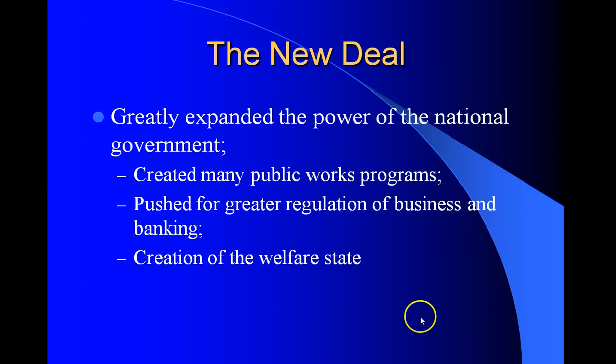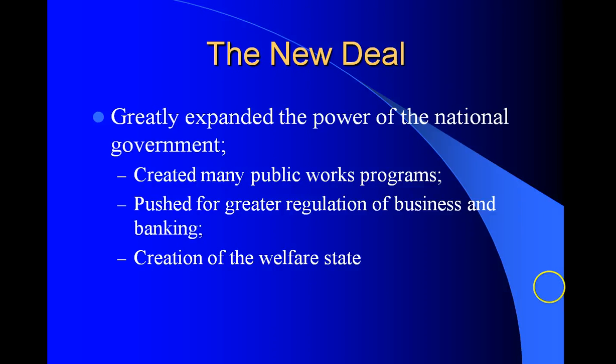What he did when he came into office is he immediately, as your book points out, proposed a whole host of new programs to put people back to work, to get money flowing through the economy. He created many, many public works programs that are discussed in the video. He pushed for greater regulation of business and banking so that we have the FDIC, the Federal Deposit Insurance guarantee that our money will be safe in the banks. Creation of the welfare state, where you have Social Security and those kinds of programs now.